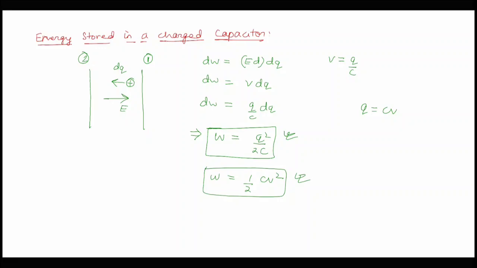So if we consider a case in which the capacitor is connected to a battery, so if the plates of the capacitor are connected to the battery, the battery is providing a potential difference which is constant, and the capacitance is C. So we use the energy equation half CV square, because in this case the value of V, that is the potential difference supplied by the battery, is not changing.